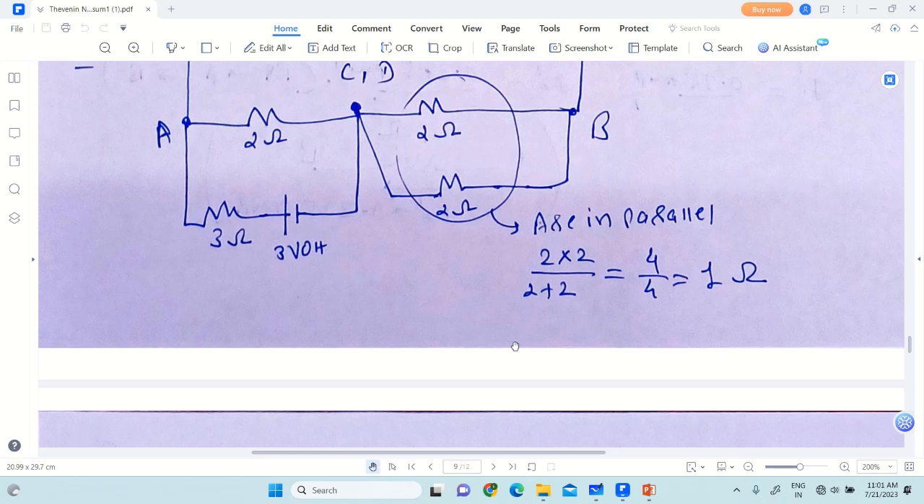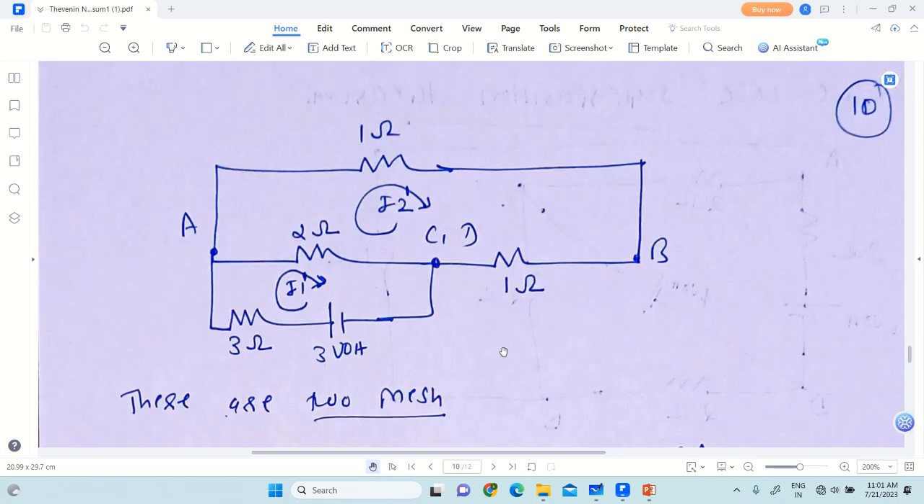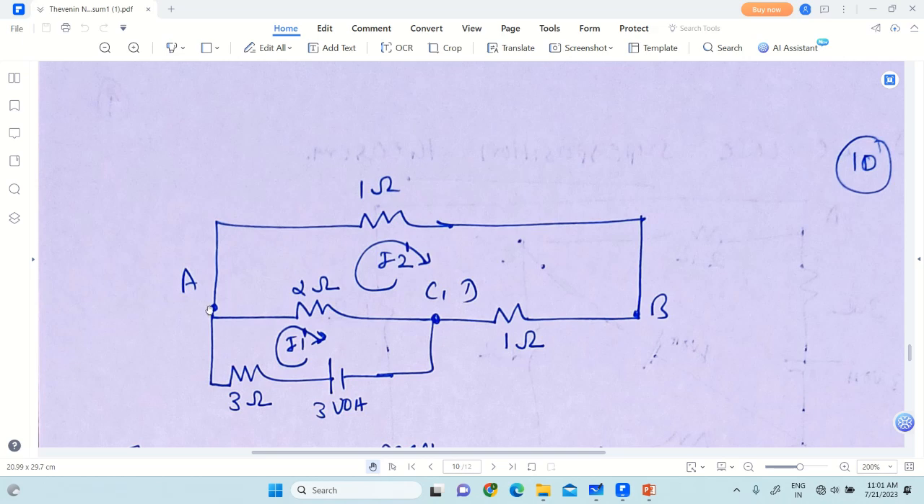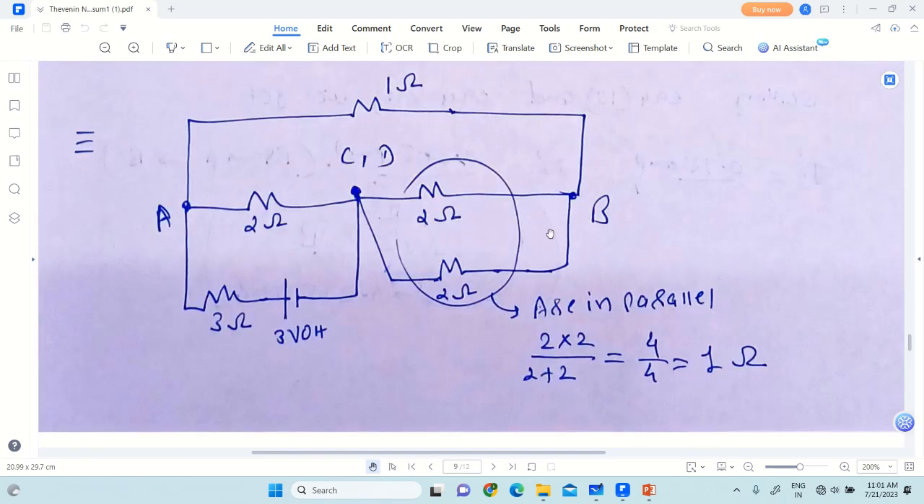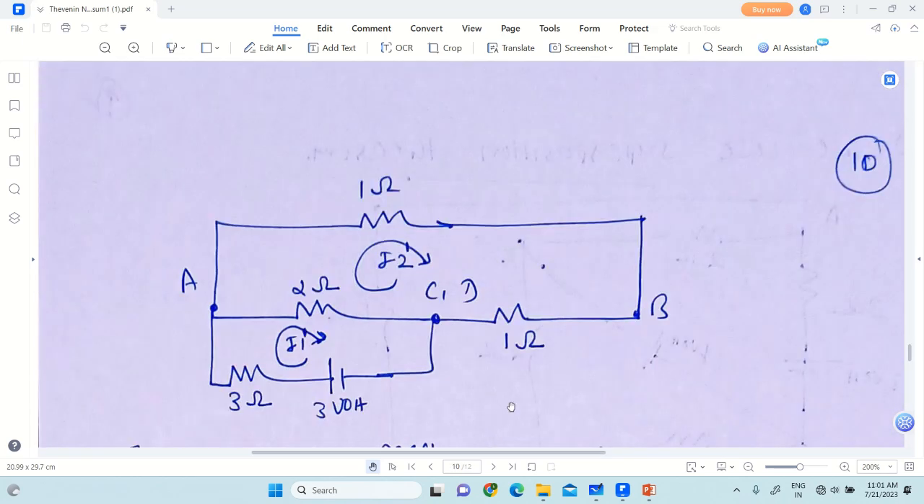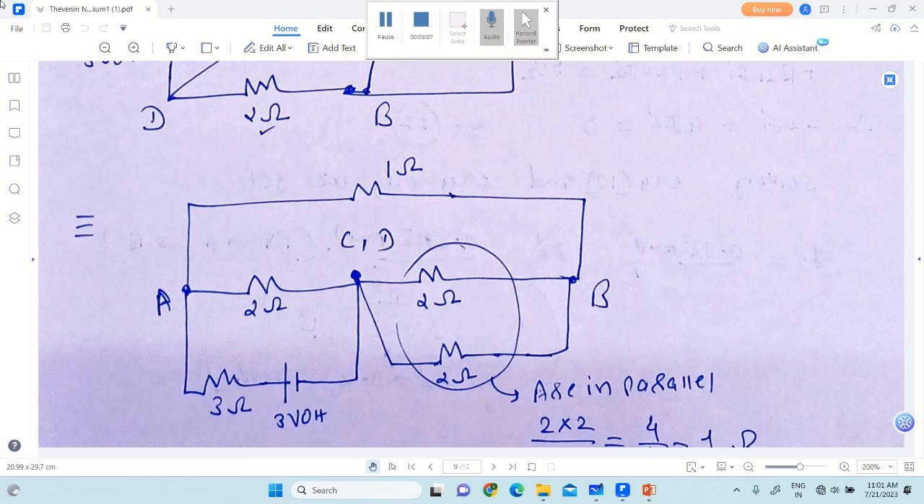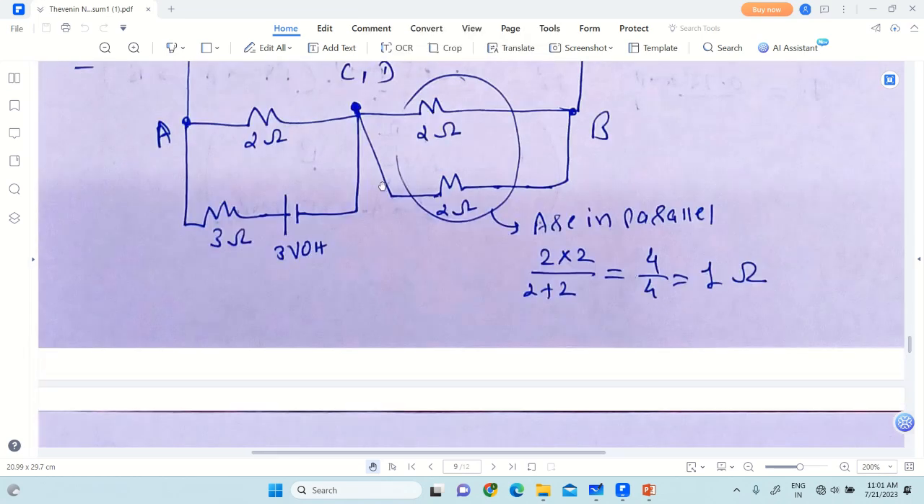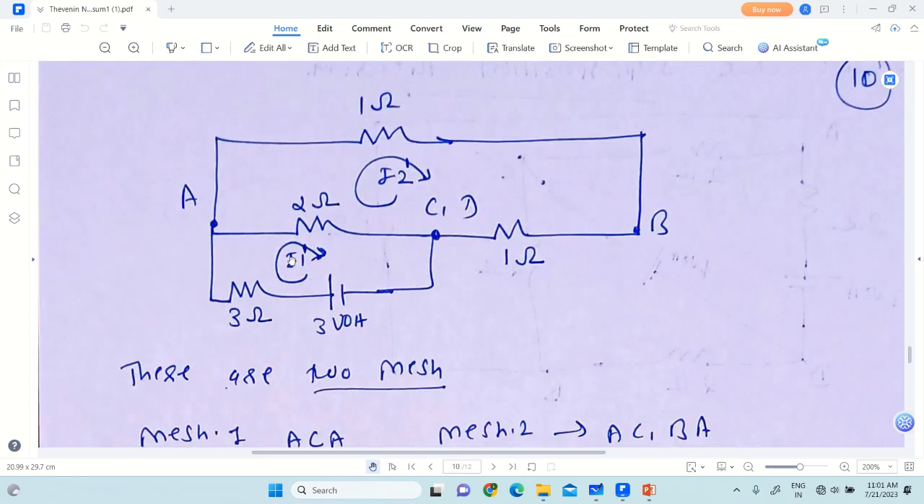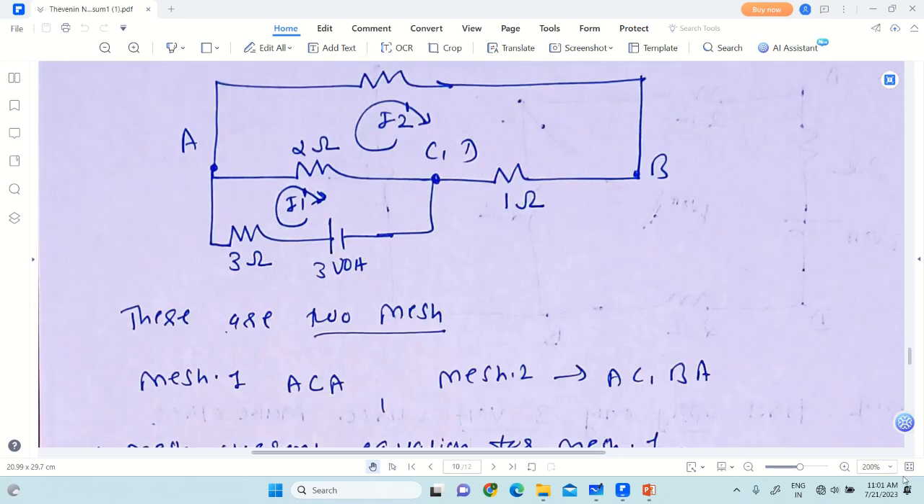So you can again draw the reduced equivalent circuit diagram. First of all, locate the principal nodes A, B, C and D, which are the same. So between C and B, the equivalent is 1 ohm. Between A and B, it is 1 ohm. And then between A and C, 2 ohm and 3 ohm and 3 volt, right? This.